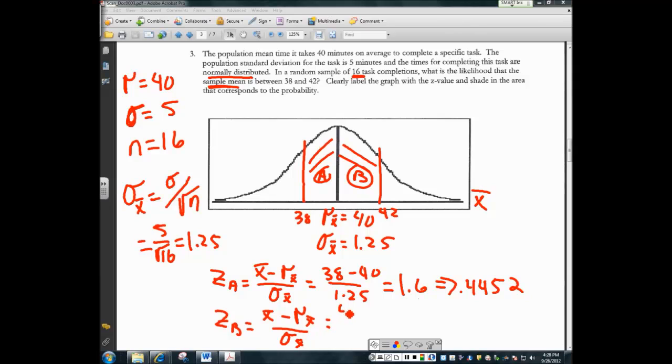Now it's 42 minus 40 over 1.25. That, by the way, that one up there should have been minus 1.6. It's still 44.52, but should have been minus. This one is positive 1.6, which is also 0.4452. So we have 0.4552 here, and another 0.4552 there. Add those together, and you should get 8904.